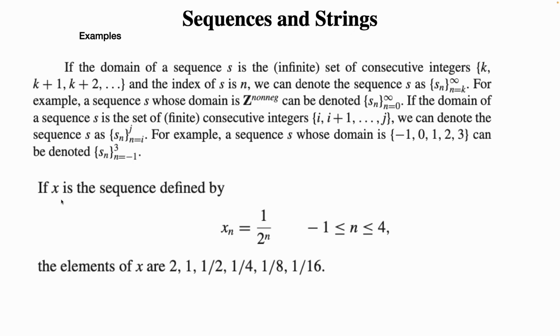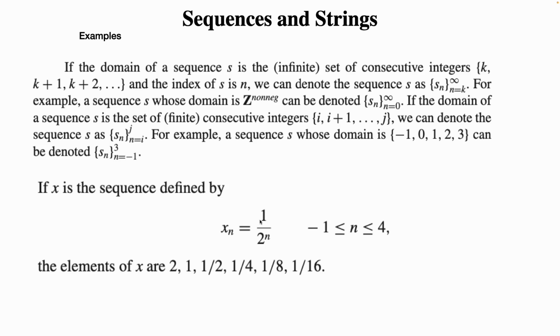So here's an example. Suppose x is a sequence defined by x_n equals 1 over 2 to the n, with n running over the integers from -1 to 4, which means -1, 0, 1, 2, 3, and 4. If I plug in -1, 1 over 2 to the -1 is the same thing as 1 over a half, or 2. So you get 2.